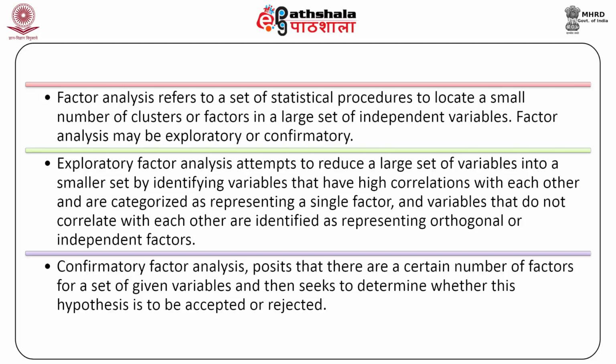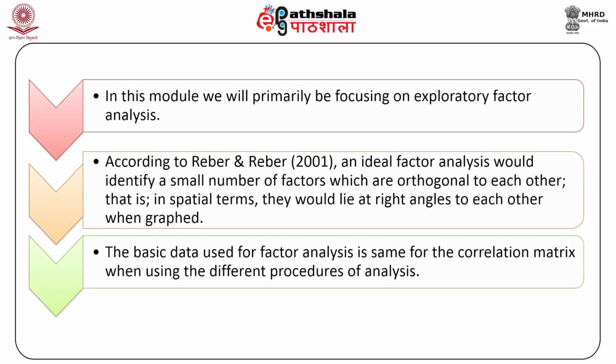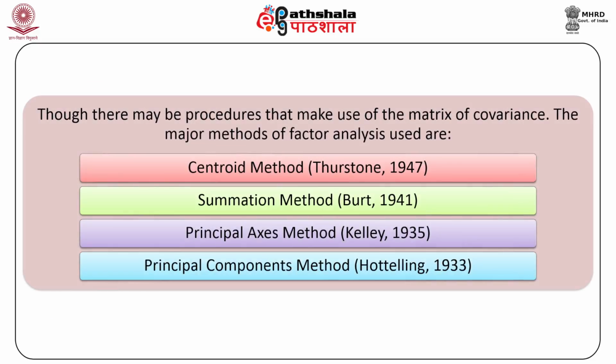Confirmatory factor analysis posits that there are a certain number of factors for a set of given variables and then seeks to determine whether this hypothesis is to be accepted or rejected. In this module, we will primarily be focusing on exploratory factor analysis. According to Reber and Reber, an ideal factor analysis would identify a small number of factors which are orthogonal to each other. That is, in spatial terms, they would lie at right angles to each other when graphed. The basic data used for factor analysis is the correlation matrix when using the different procedures of analysis, though there may be procedures that make use of the matrix of covariance.